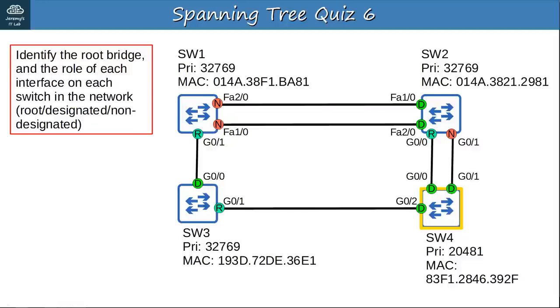Switch 1's F10 and F20 are non-designated, because Switch 2 has a lower root cost. And Switch 2's G01 is non-designated, because Switch 4 is the root bridge, so its G01 interface must be designated. Okay, that's all for the quiz. Let's take a look at Boson XSIM.